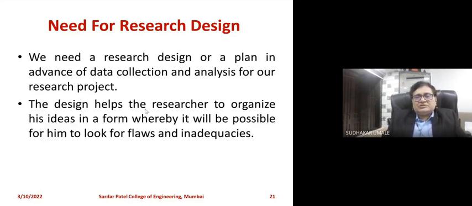The design helps the researcher to organize his ideas in a form whereby it will be possible for him to look for flaws and inadequacies. Whatever flaws or inadequacies are in your research, your research may not go further. So that's why we require research designs.